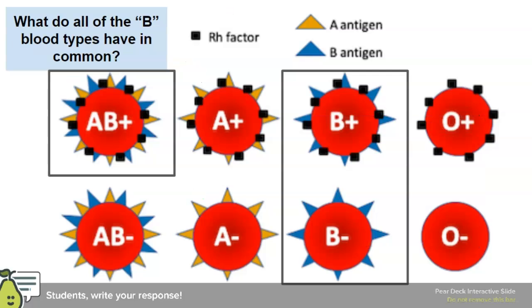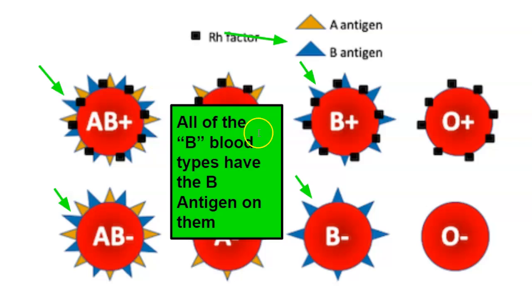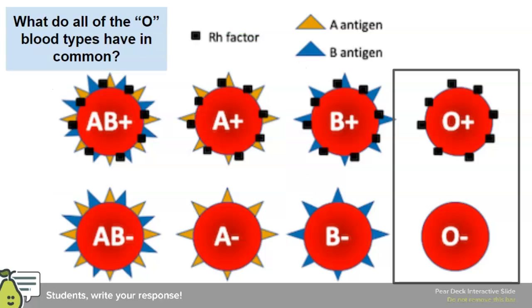Now we're going to take a look at the B blood types. All of them that have a B, what do they all have in common? You'll notice they all have this blue triangle, the B antigen, in common. And lastly, what do the O's have in common? In fact, what they have in common is that they don't have these A antigens or B antigens. They don't have either of those.